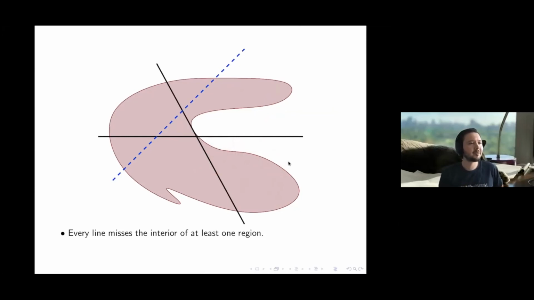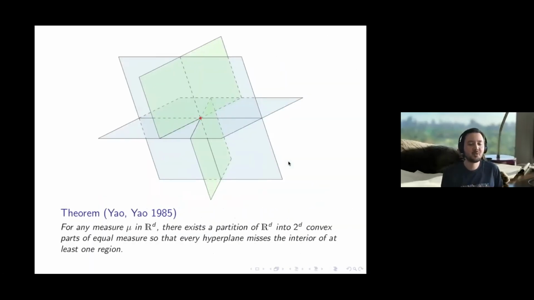And this is the type of thing that Yao and Yao wanted to improve on in 1985. They wanted to have partitions of a measure into equal pieces so that every hyperplane missed some of them. And so what they showed is that for any measure mu in R^d, there's a partition of R^d into 2^d convex pieces of equal measure, so that every hyperplane misses the interior of at least one region. And this is a bit of how their partitions look like in dimension 3. In dimension 3, if you cut using 3 hyperplanes into 8 equal pieces, it also satisfies this condition. But this is not something you can do in dimensions 5 and higher. But if you just ask for this, then this is possible in any dimension.